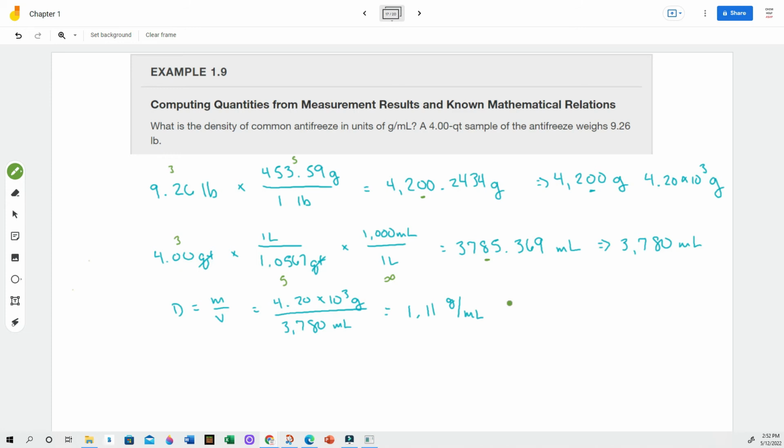Now, as you get more comfortable with these conversions, you're going to want to put as many of these calculations together as you can. So let me show you a different way of doing this calculation where you can avoid having multiple steps. So I am going to start with my formula of density equals mass over volume. And I'm going to start with my original units here. So I have my 9.26 pounds divided by 4.00 quarts.